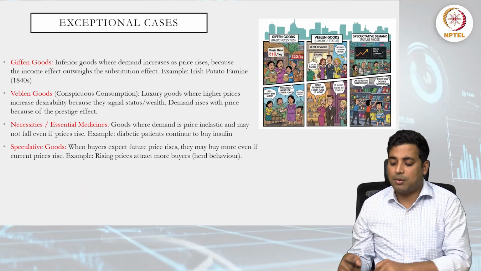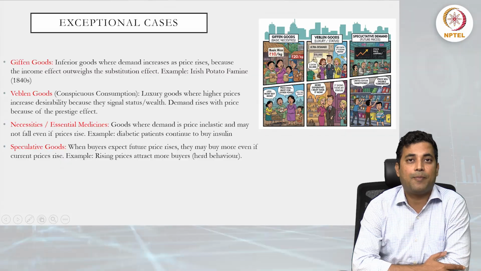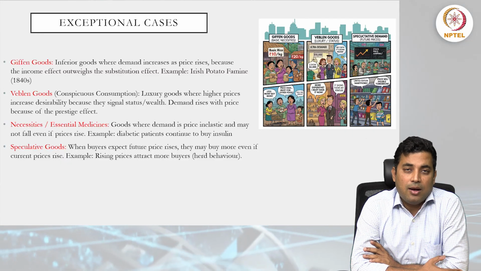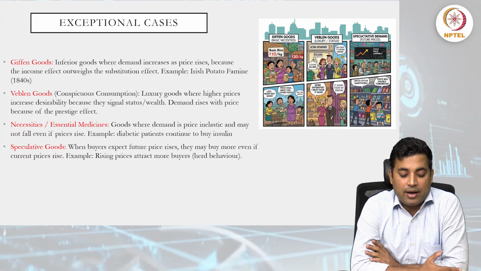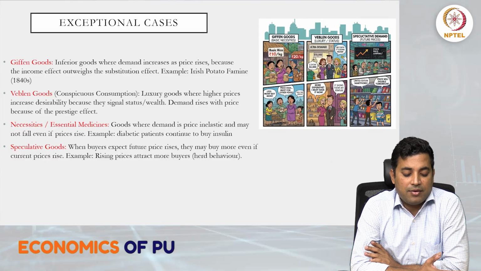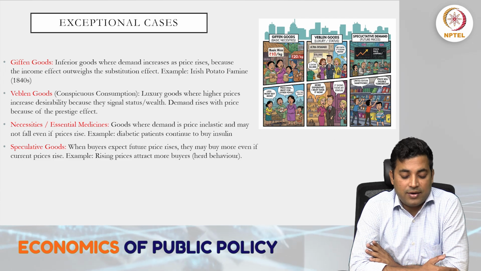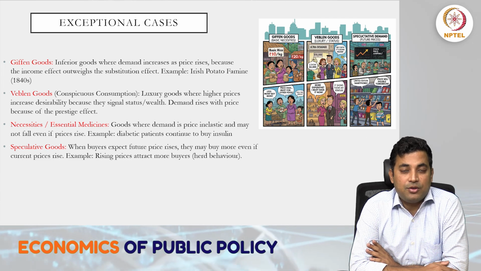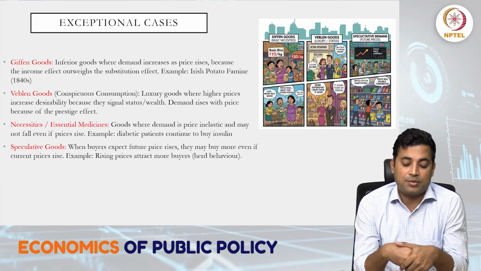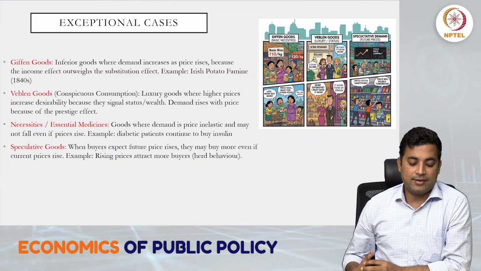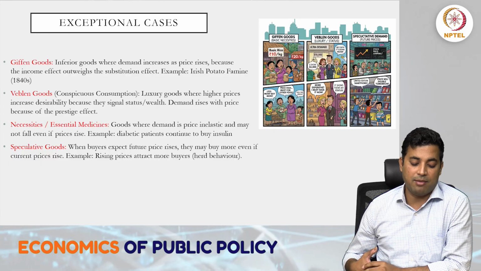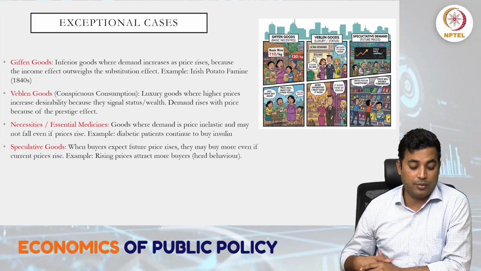Now let's move to some of the exceptional cases that are important to understand. There is a type of inferior good, the Giffen good, where demand increases as price increases, because the income effect outweighs the substitution effect. In ordinary inferior goods we have seen that the income effect is weaker than the substitution effect. In the Giffen case, as price rises, demand for that particular good also increases.